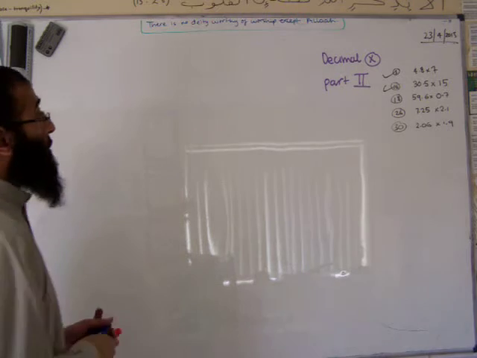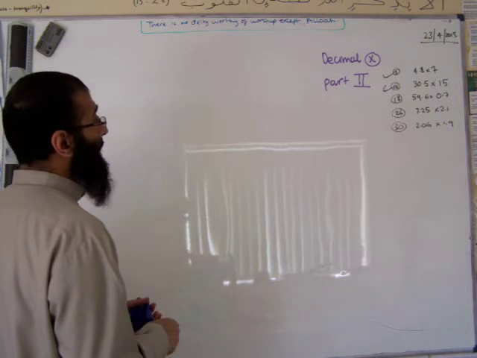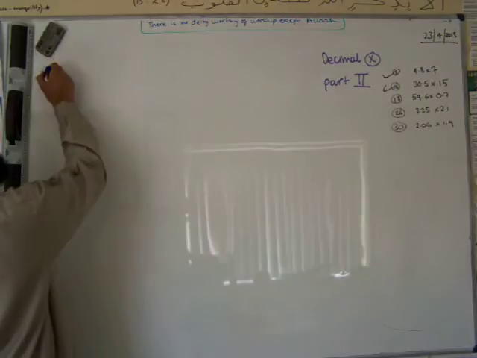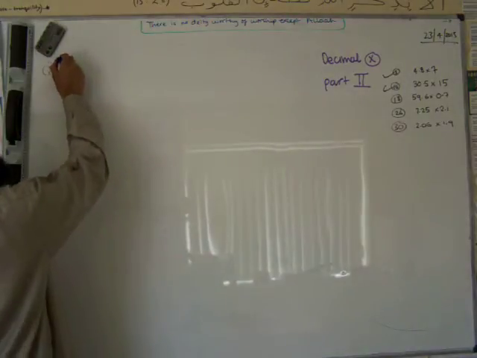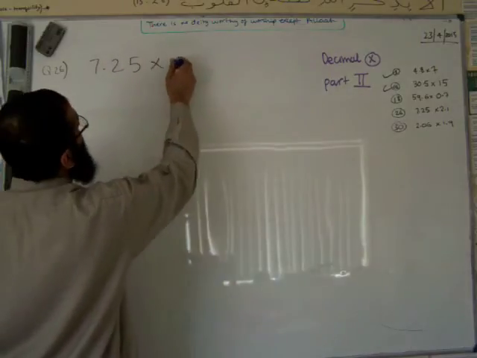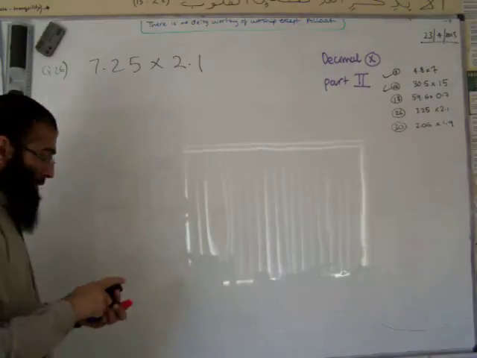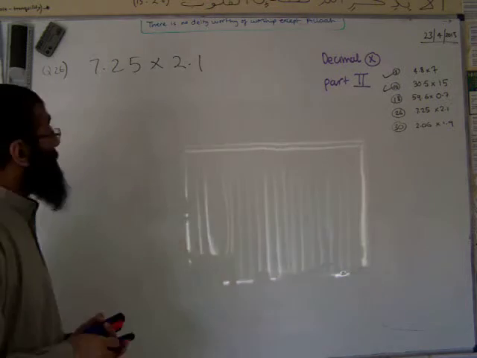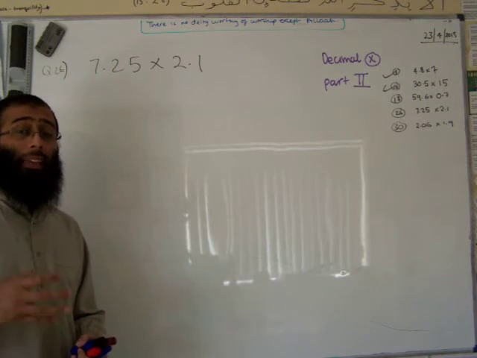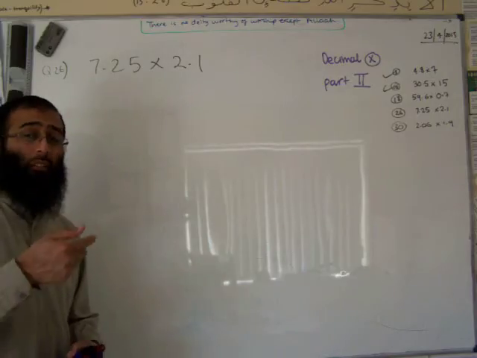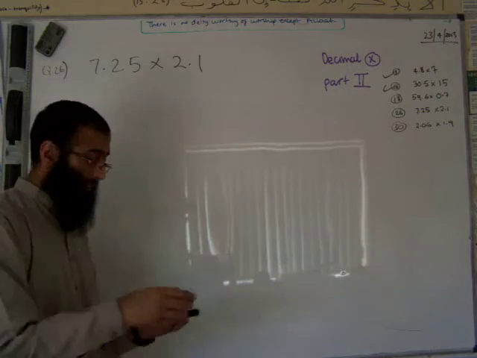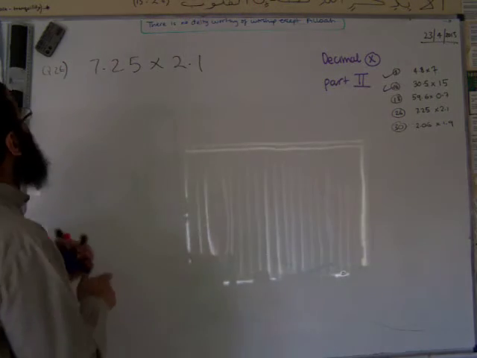Right, let's do one more question. 7.25 times by 2.1. That's question number 26 from our, okay, 7.25 times by 2.1. The technique again, quickly. Count the number of decimal places. Make a statement. How many there are in the question will be how many there are in the answer. So let's do that quickly.